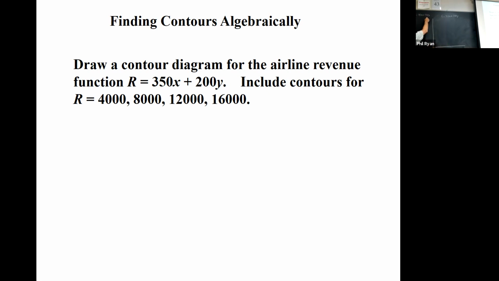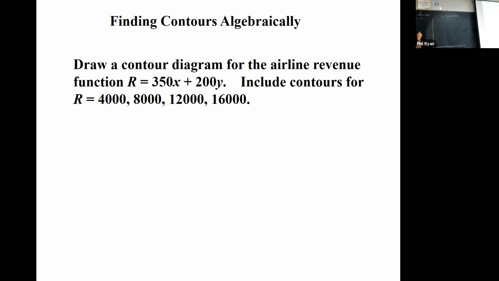So what we just do is we solve this for y. We need to divide by 200. Dividing 4,000 by 200, that's 20. And 350 over 200 is 1 3/4. And so it's going to be y equals 20 minus 1 3/4 x. Okay, so 20 is going to be the y-intercept.